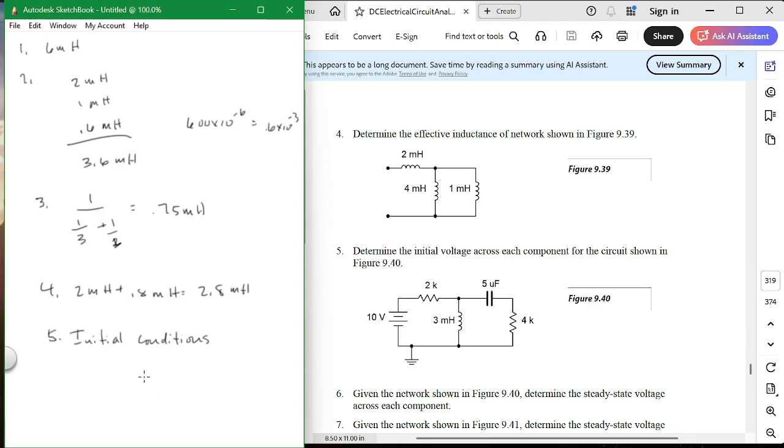So with a capacitor, when it started up, the capacitor initial conditions was what? A short circuit. What would be the initial conditions for an inductor? Yeah, it's just the opposite, open. Okay, final conditions for a capacitor are open. Final conditions for an inductor: closed.